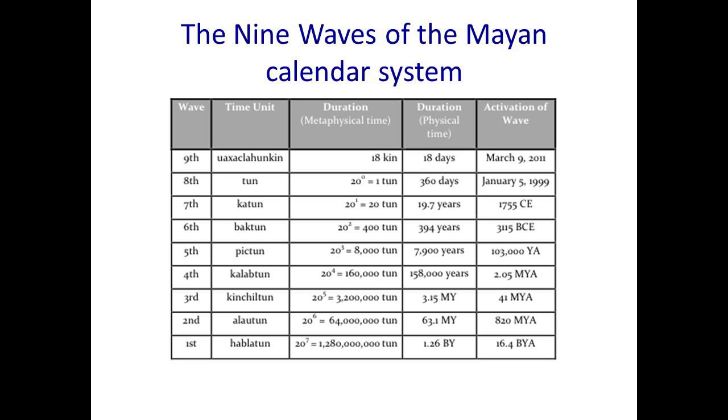The waves are sequentially activated. And the very first wave, as you can see, goes back 16 billion years. What is important about that is that it's a good estimate of the age of the universe. So the waves that the Mayan calendar system describes cover the entire evolution of the universe, from its very inception at what today is called the Big Bang in physics. And then with every wave, a new layer of evolution has been added on top of that.